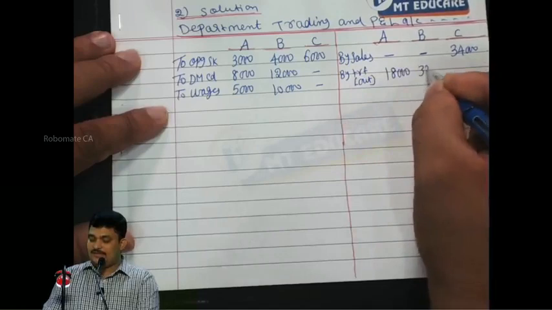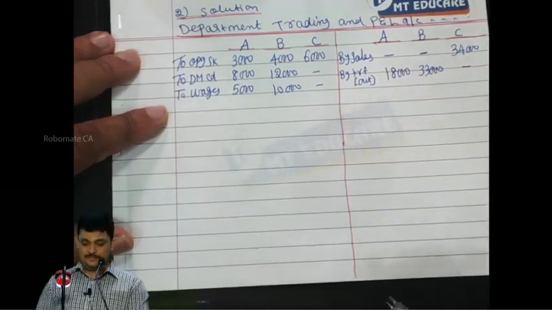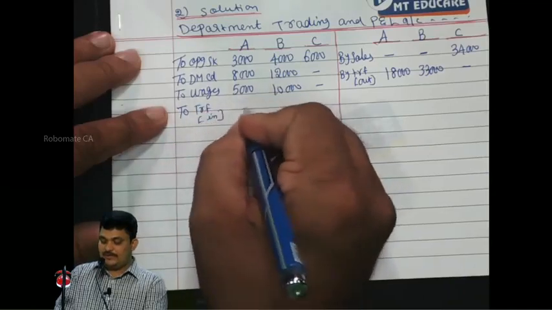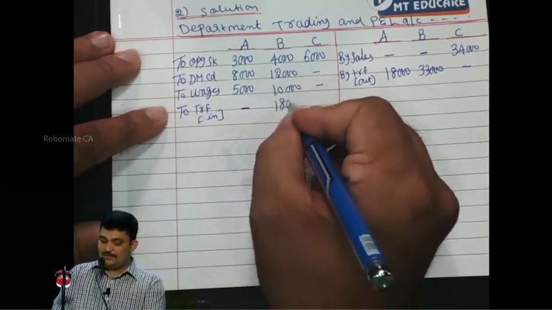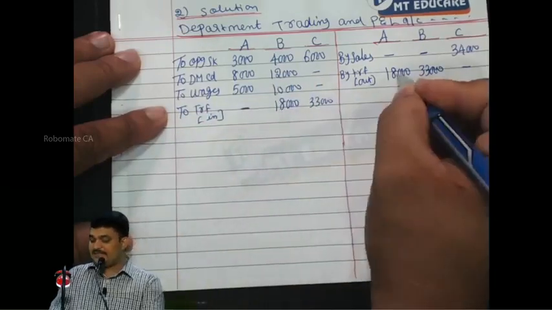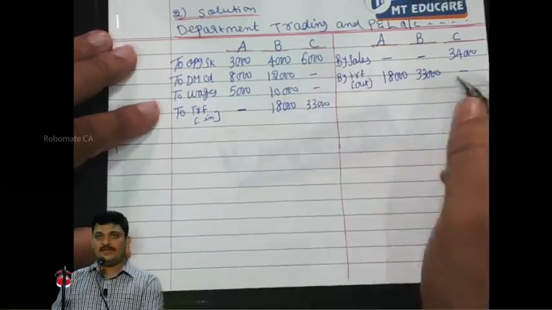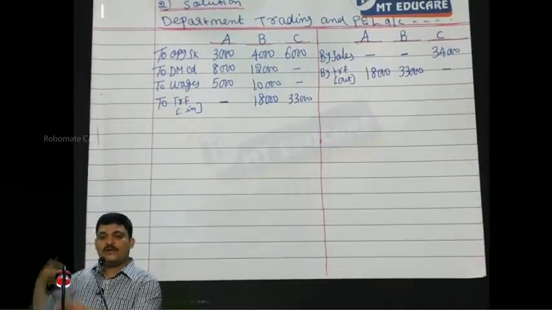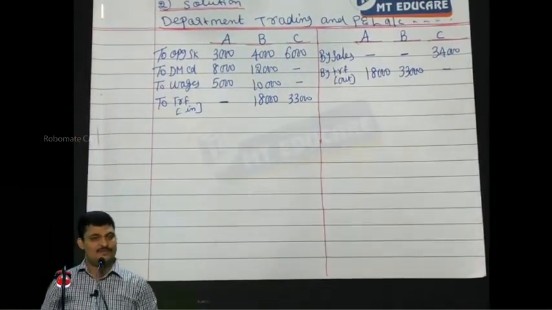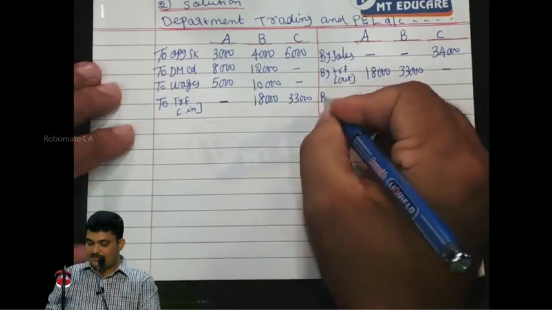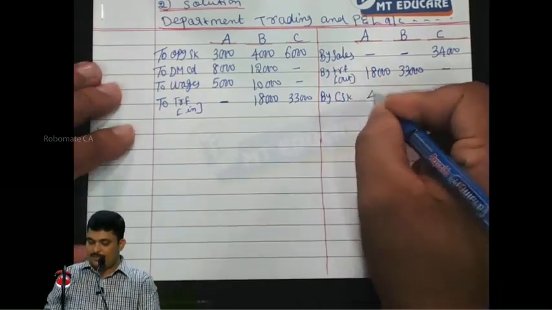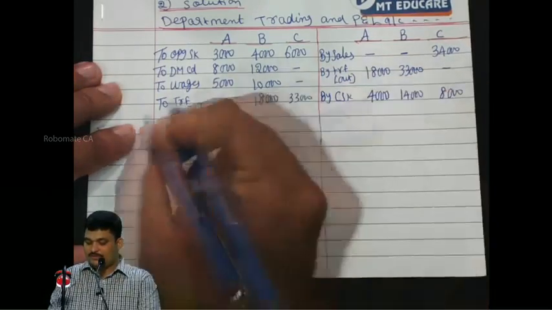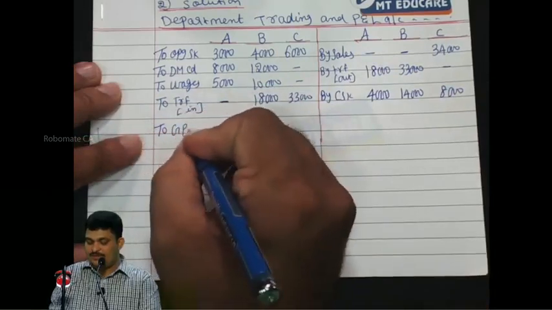18,000. 33,000 is the revenue for A and B. To transfer, this is the cost also, nil. 18,000, 33,000. A's revenue is B's cost and B's revenue is C's cost. Because the work of A is to transfer goods to B and the work of B is to transfer goods to C. Understood, friends? We will take now closing stock, 4,000, 8,000. To gross profit carried down.